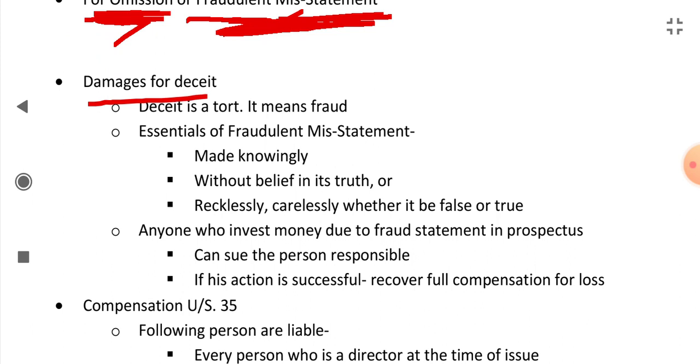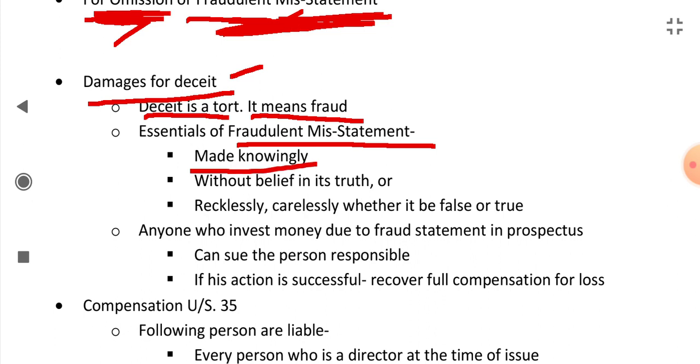Damages for deceit. Deceit is a tort, it means fraud. Damages for fraud, compensation for the fraud. Essentials of fraudulent misstatement. A statement is called fraudulent misstatement if that statement is made knowingly, the person knows that he is making the misstatement, without belief in its truth, he doesn't believe in its truth, or he made the statement recklessly and carelessly, whether it be false or true, he didn't care whether the statement is true or false, he just included it in the prospectus.